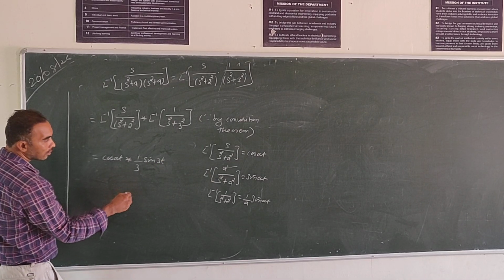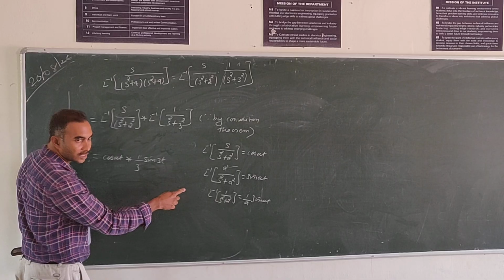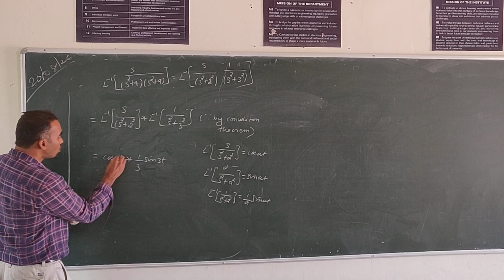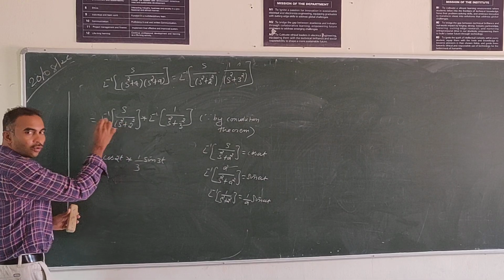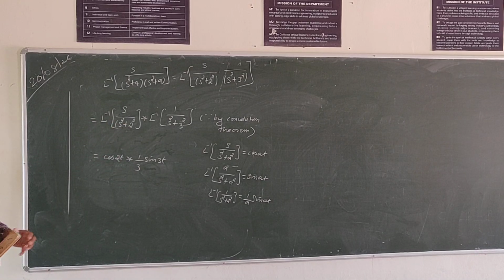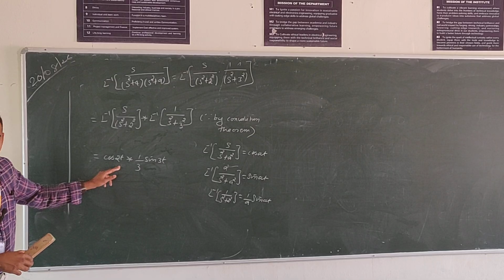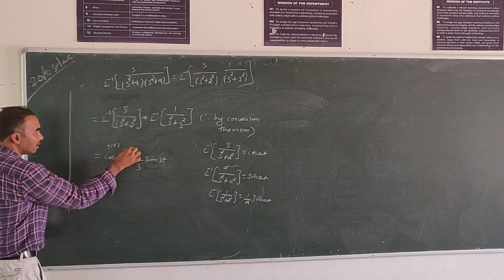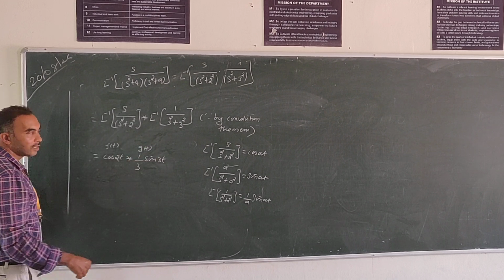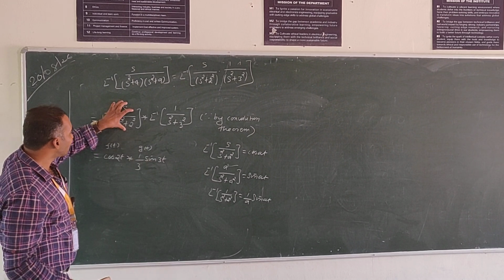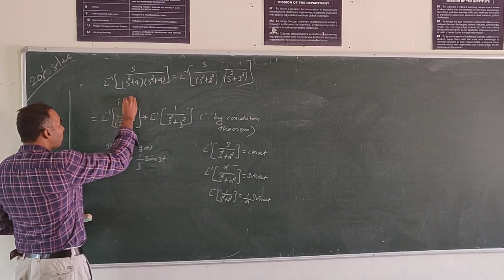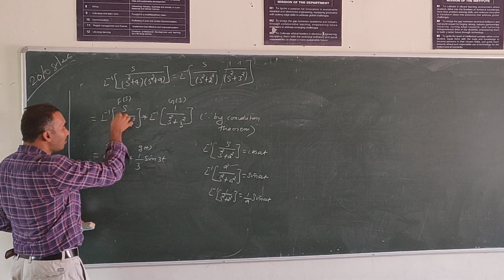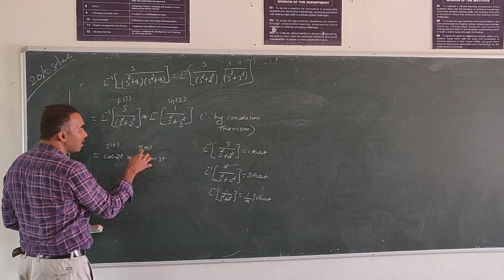So this is cos AT, this is sin AT. Instead of A, we have to write 2, because A equal to 2. So cos 2t here, sin 3t there. Next, this is f of t, this is g of t. This is F of s, this is capital G of s. After taking the inverse, this becomes f of t, this becomes g of t.